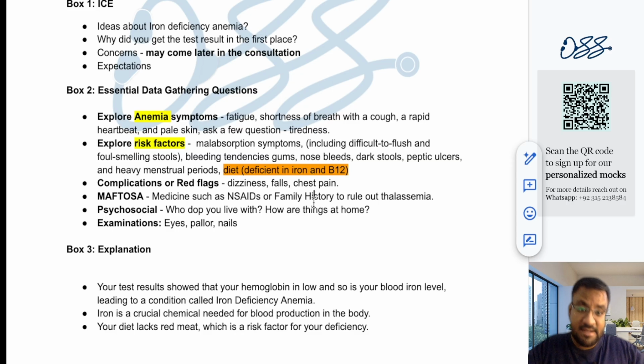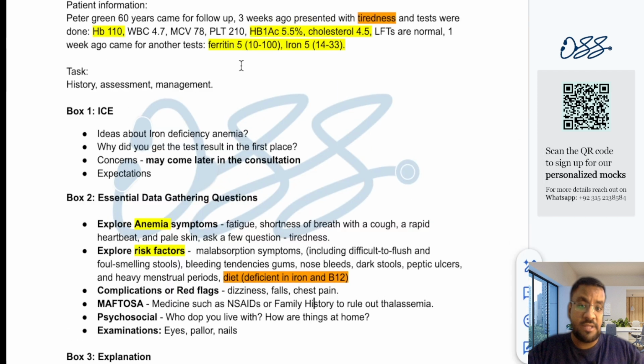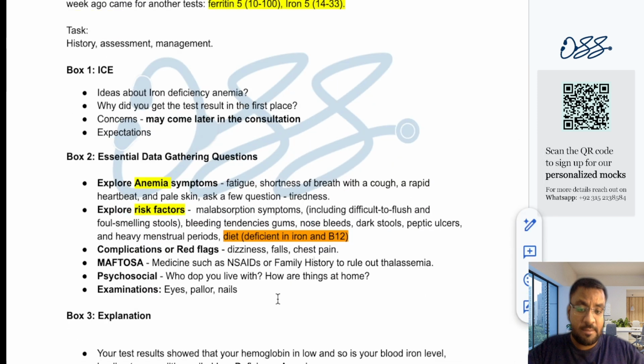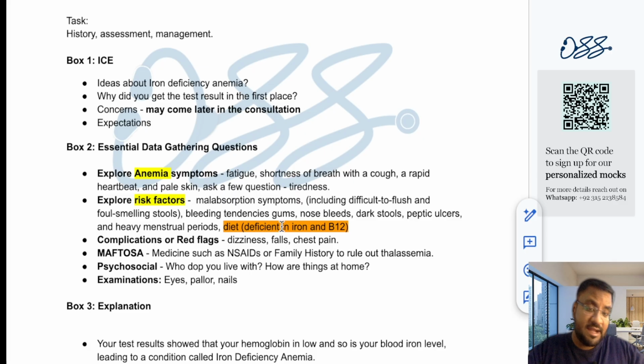Talk about whether they take meat in their diet. Other than that, do they take spinach, apple, and the foods that are rich in iron sources? Just directly talk about those, because you know that this is an iron deficiency anemia. You got to ask about the iron rich diet and the nutrition that is rich in iron. So just directly ask about those questions. That is what exploring the risk factor is.